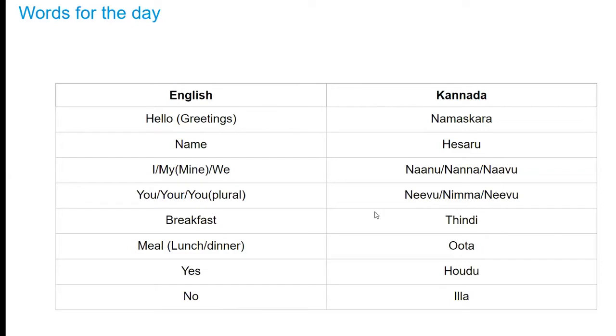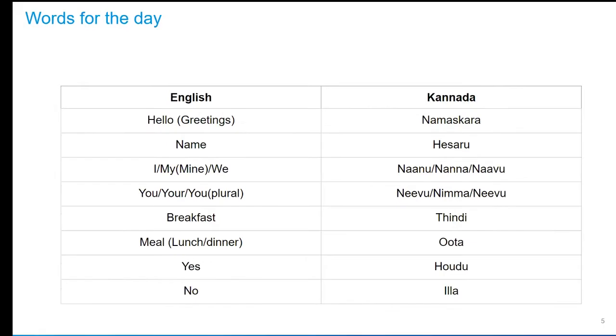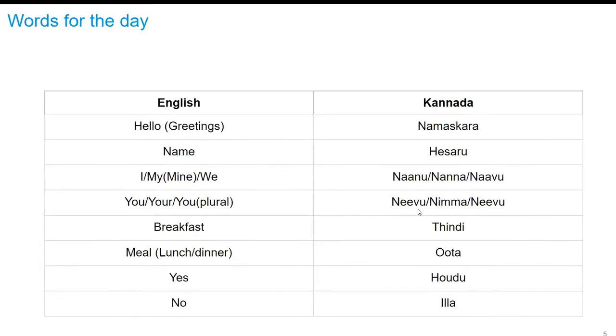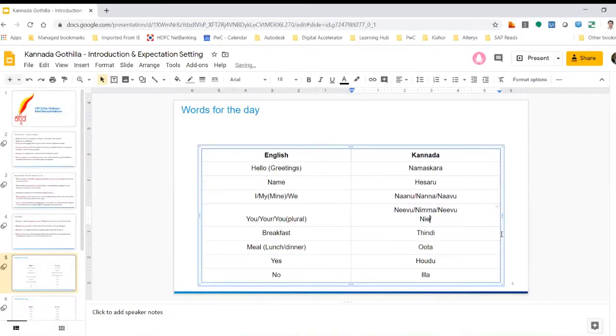Okay, so again, I'm not getting into the grammar of all of the words, but these are words that you will very frequently use when you have normal conversations. You is, for an older person, I would say Nivu. For a younger person, I would say Ninu, Ninna, and Nivu. So here the plural will remain the same. But as you probably see more sentences, you'll get more familiar with this.